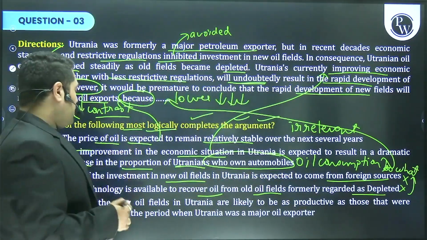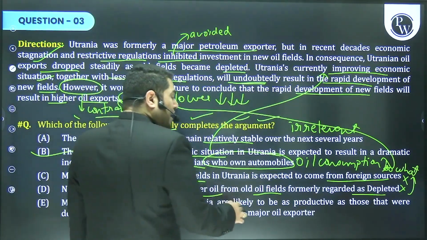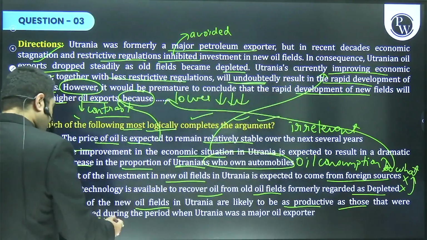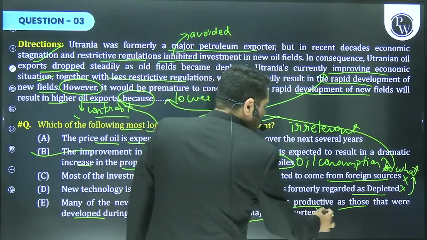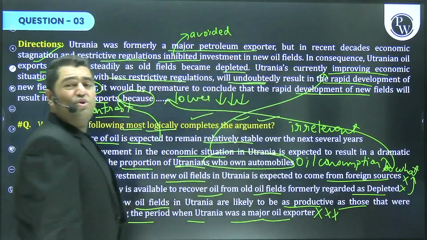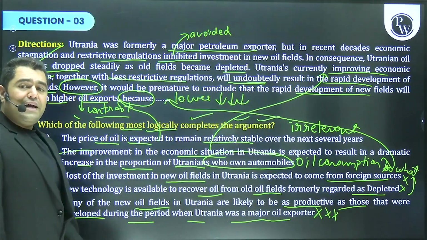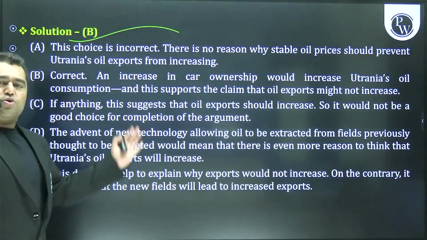You tell me that. E, many of the new oil fields in Ukraine are likely to be as productive as those that were developed during the period when Ukraine was a major oil exporter. Oh my god. Oh what? इससे oil exports का क्या फायदा? क्या relation है? That is why correct answer is answer option B. Please एक बार go through कर लो.